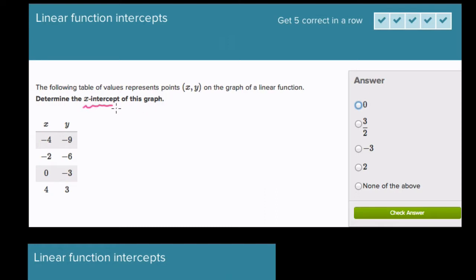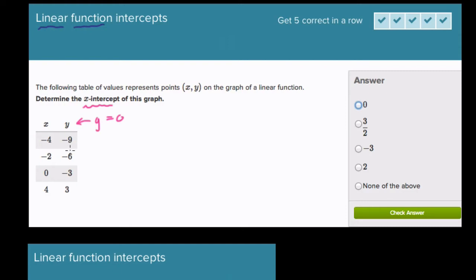On a graph, for your x-intercept, we know that y has to equal 0. That's when you're crossing the x-axis, so there's no height, y is 0. They don't give you that point here, but we can find when y is 0 by just following this linear pattern. We know we're dealing with linear functions. So what does that mean? That just means that the rate of change is constant.